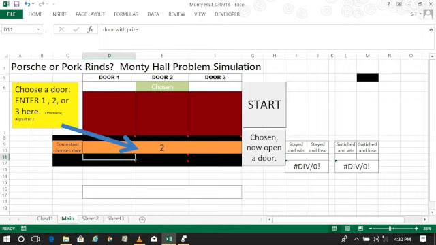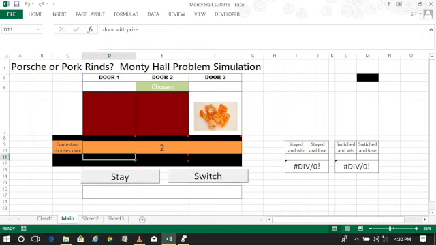And now the host is going to open one of the doors. In this case, the host opened up door number 3, which happens to be pork rinds. Not that pork rinds is necessarily bad, but in this particular case, let's assume that a Porsche is better than pork rinds. And now the contestant is asked whether to switch to door number 1 or to stay with the existing chosen door number 2.